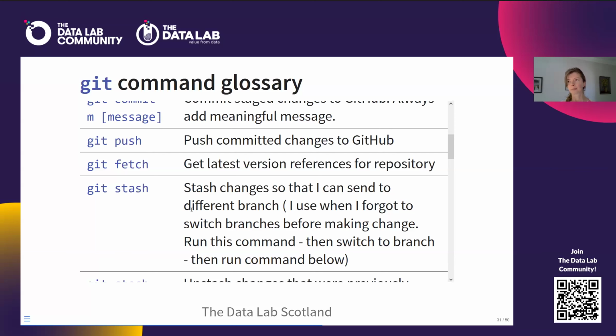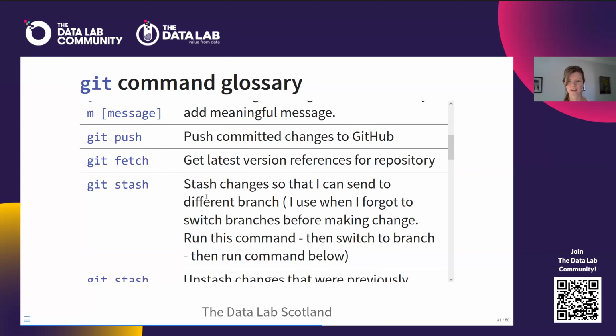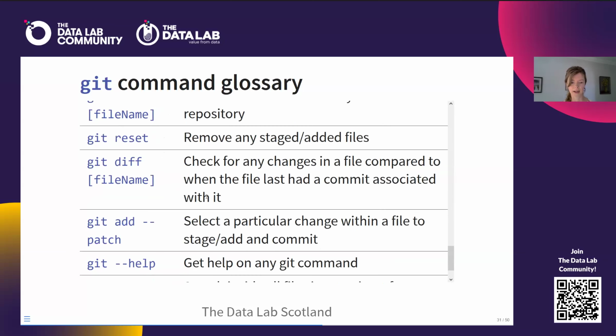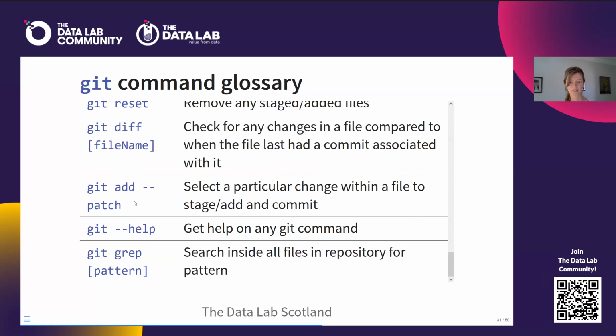So if you're on a branch and you start making edits and you realize you should have been on a different branch, using git stash is a really great way to kind of stash your changes, switch to the other branch, and then continue working there. So that's one I use quite a lot. And git add patch, I really like this for committing just chunks of a file rather than a whole file at a time. That's a really nice one to use as well. But yeah, there's lots more there that you can go back and have a look at.